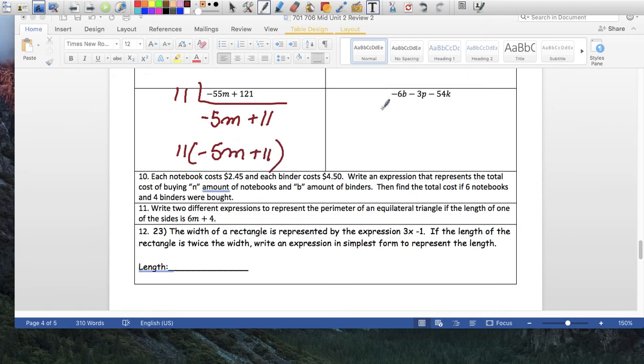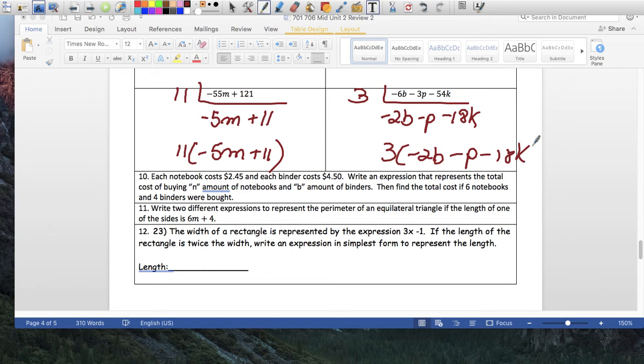Last one. It would be 3, I think. 3 goes into negative 6, negative 2b times. Negative 3 goes into negative 3, negative 1 times, negative p times. And 54 would be, I don't know, 18, negative 18k. Again, double check. Just ask yourself, if I apply the distributive property, will I get my original expression? If you do, you're good.